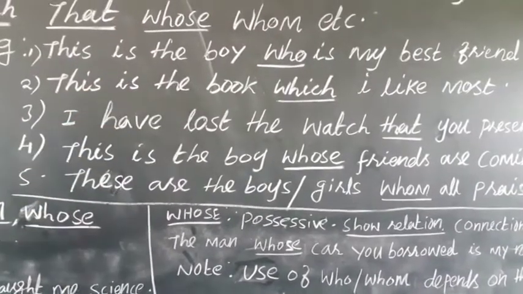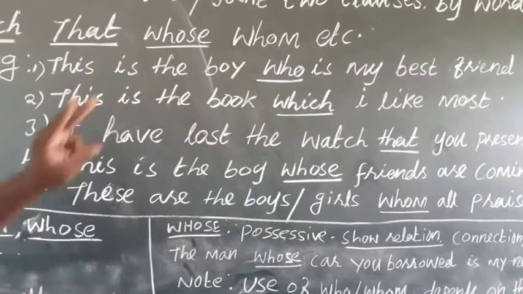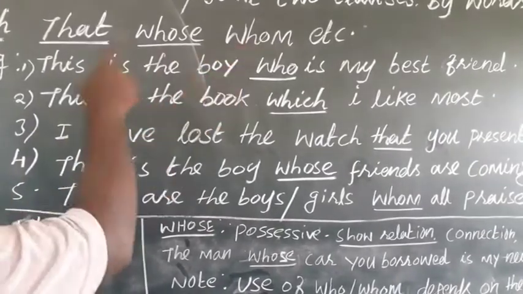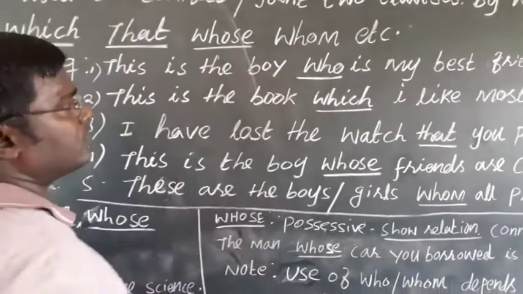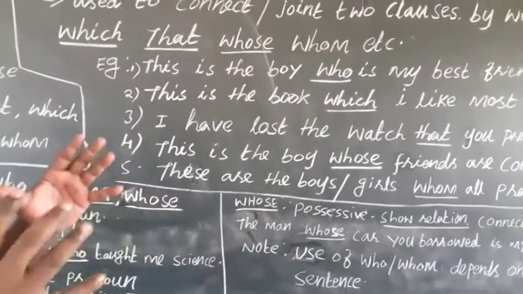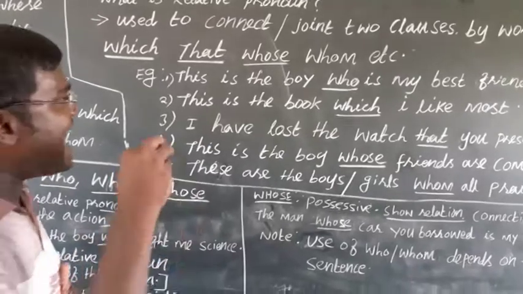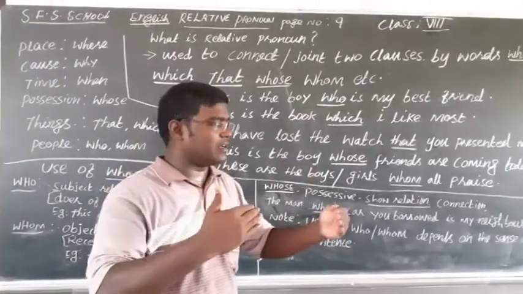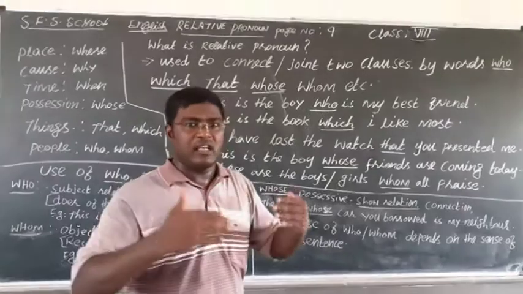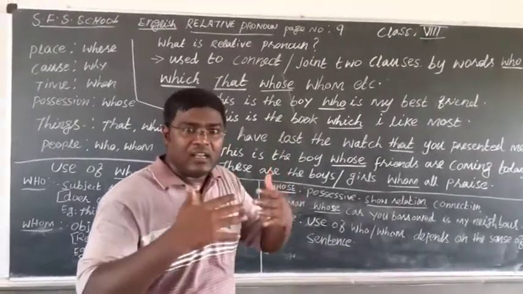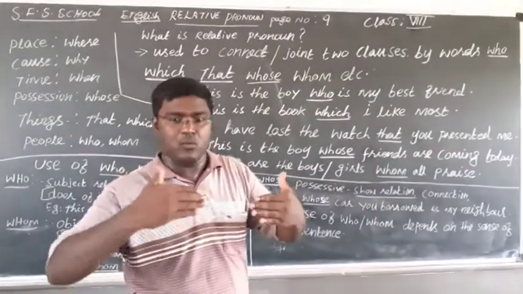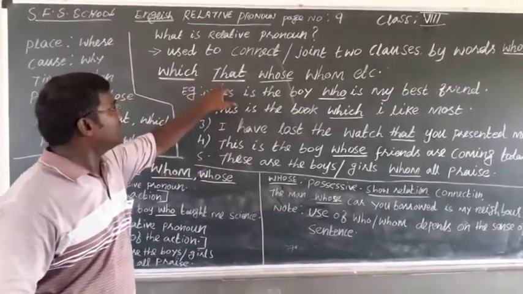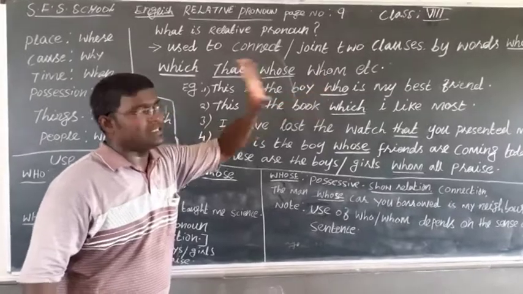In the above sentences, each sentence has two sentences or clauses joined by the words who, which, that, whose, whom. They act as a conjunctive pronoun. Why? Because they act as a conjunction. Conjunction means connecting from one clause to another clause, from one sentence to another sentence. That is why they are called relative pronouns, because they relate one clause to another clause. So we have words like which, that, whose, whom, who, etc.